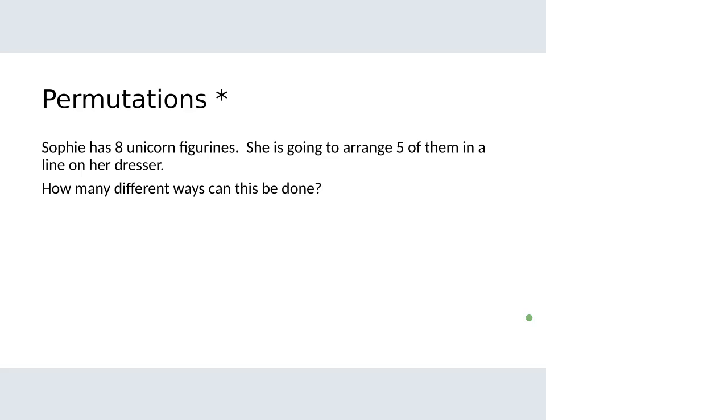All right, so let's go through this. Sophie has 8 unicorn figurines. She's going to arrange 5 of them in a line on her dresser. She's going to arrange these figurines in a line. So order matters. That's step 1. And honestly, what you're going to find in this section is the hardest part is deciding whether it's a permutation or a combination, that we'll talk about in a little bit. So order matters. That means this is a permutation.